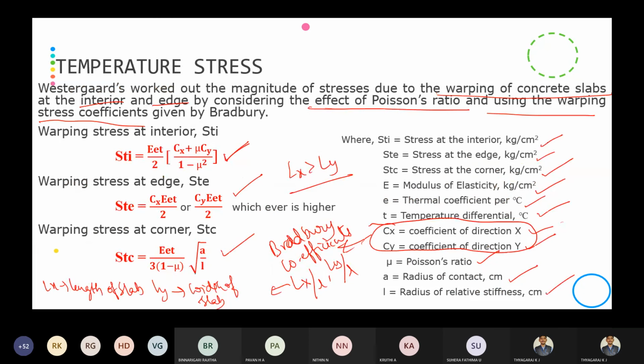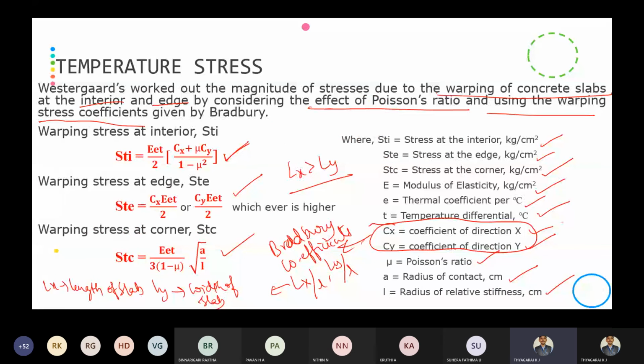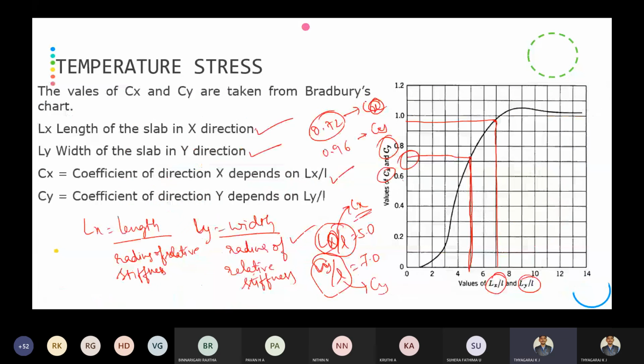Then the same Westergaard carried out some study and came up with temperature stresses at the same three locations: interior, edge and corner. Then the edge stresses, that is the warping stresses, are obtained from coefficients called Bradbury coefficients, which depend on the ratios Lx by L and Ly by L, that is length and width to radius of relative stiffness. Based on that, we get the Cx and Cy values.